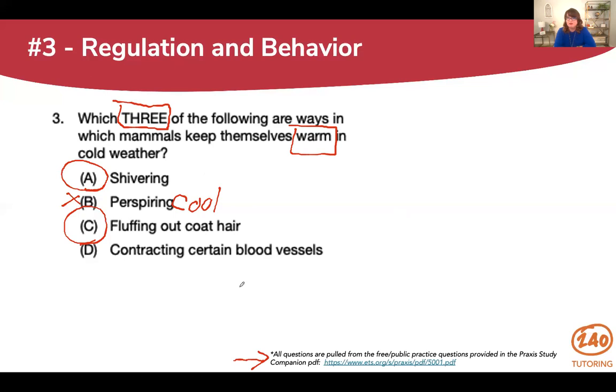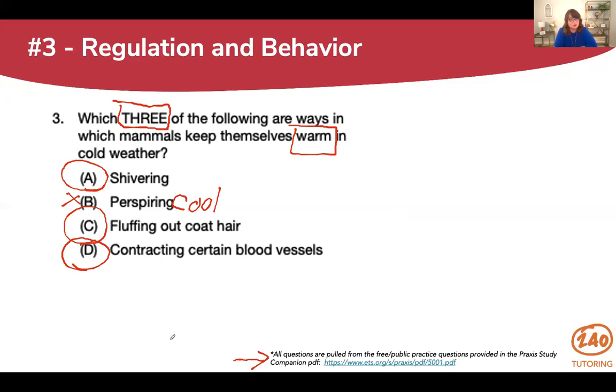Contracting certain blood vessels. So the body systems will start to contract blood vessels to reduce blood flow to the extremities, and thus reduce heat loss, which is why when you're really cold outside, your fingers and toes all get cold first. The body is reducing the blood flow to those extremities to help hold the heat in internally. So this would be one of our 3 answer choices.